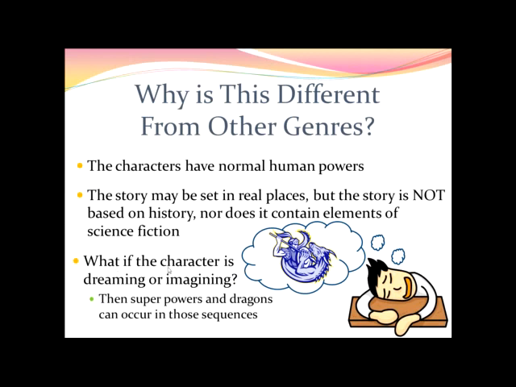Now, I know there's someone who's going to ask this question. What if the character is dreaming or imagining? Well, then it's a different story, because in your dreams or in your imagination, you can basically become and do whatever you want. So, superpowers, dragons, robots taking over, that can all occur in the dream sequence or in the person's daydream or imaginings. You, as the author, just need to make sure that the reader is aware that this is not reality. This is a character dreaming or imagining it.